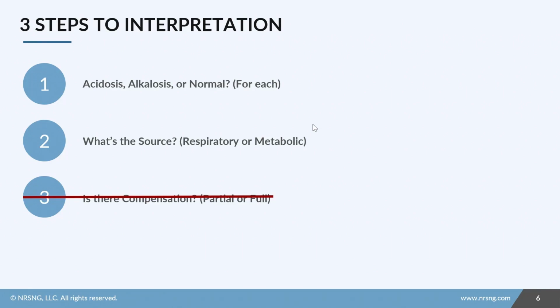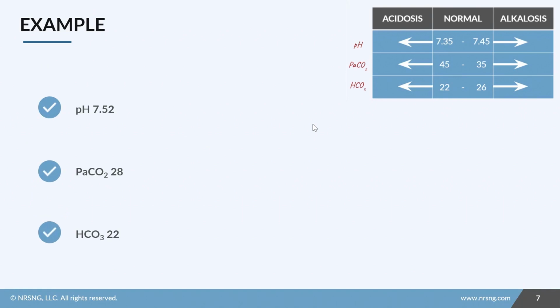In this lesson and in the next two lessons, you'll find a bunch of practice examples. They are all the same in each lesson, but I want you to use a different method each time and figure out what works best for you. In this case, we're just going to look physiologically at what's going on to figure out the issue. So here's our first example, and I've put the normal values up here for you as a reference.